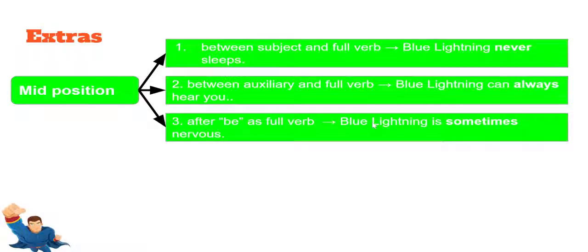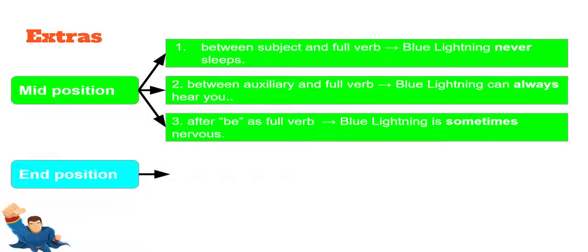So, blue lightning is sometimes nervous. Blue lightning, the subject, is, the full verb, sometimes, the adverb of frequency. And this is the third kind of position for adverbs. And last but not least, I still have to say something about end position.